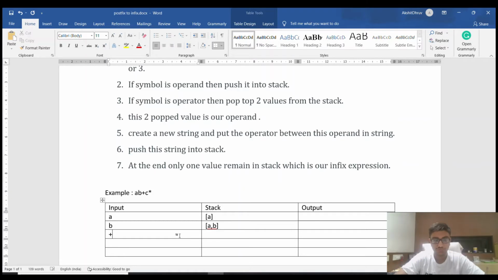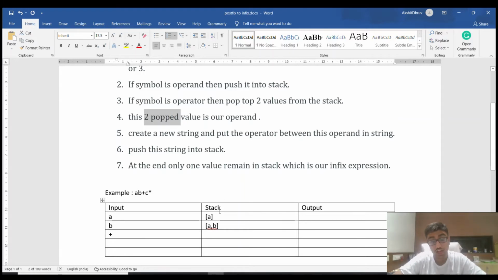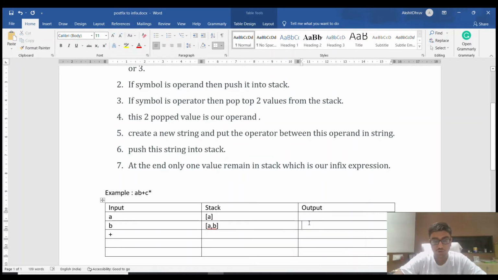Now plus. So now what will happen? Now the operator came. So if an operator comes, then we have to pop 2 values. Which are the 2 values at the topmost of the stack? Yes, a comma b. So what will be the process? It will be a plus b. This will be the process when we pop it, right? So now after removing these, the stack is empty. Now a plus b is formed. Again we have to push that to the stack. So our resultant stack will be a plus b.